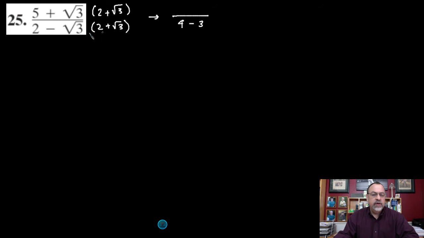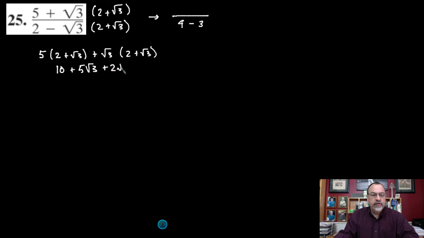Now, for the numerator, I'm going to use the distributive property, so I'm going to multiply the 5 times 2 plus square root of 3, and then I'm going to multiply the positive square root of 3 times 2 plus the square root of 3, and that's going to be my numerator. So 5 times 2 is 10, and 5 times square root of 3 is 5 square root of 3.